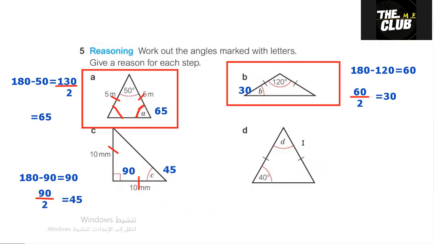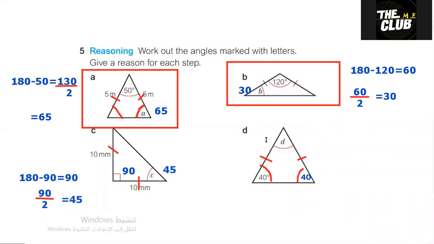In the next question, there's a different idea. What is the different idea? They didn't give me the one on top. They gave me the one in the base. And I know that in isosceles triangles, the base angles are the same. So this angle and this angle are the same. So this one is 40. Same idea with this one. It's 40. Because in isosceles triangles, the base angles are the same. And the one on top is the different one.